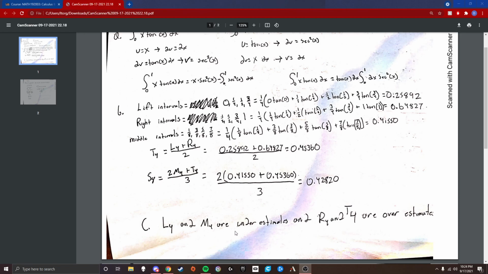And then the last part is just asking what are underestimates and what are overestimates. So L4 and M4 are underestimates, and R4 and T4 are the overestimates.